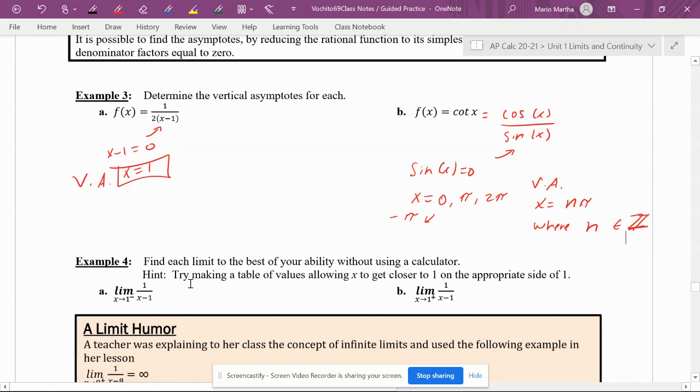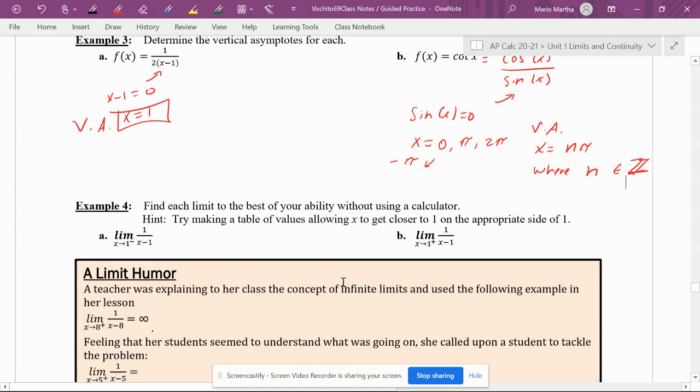And then example 4: find each limit to the best of your ability without using a calculator. Try making a table of values allowing x to get closer to 1 on the appropriate side of 1. So here you want to set up a table. In the first one, we're approaching 1 from the left side, so we want to see where we're going. We put x on top and f of x, our function itself, at the bottom.